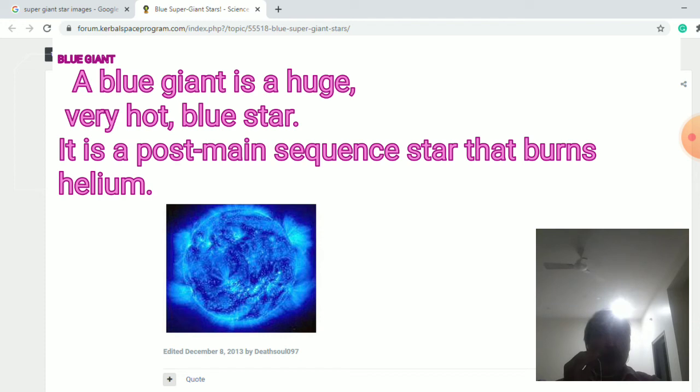During the post main sequence, helium starts to burn, so an enormous amount of heat energy and light energy is released, which is blue in color. So this picture shows the blue giant star.